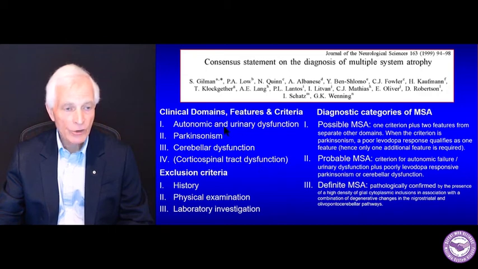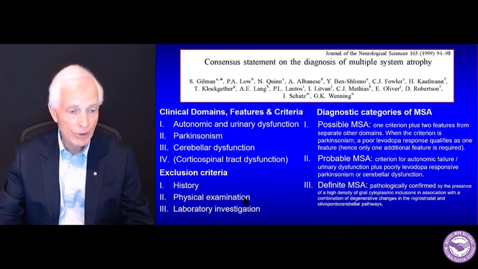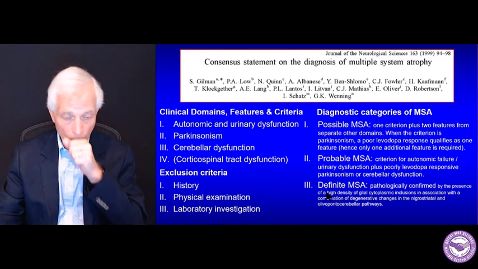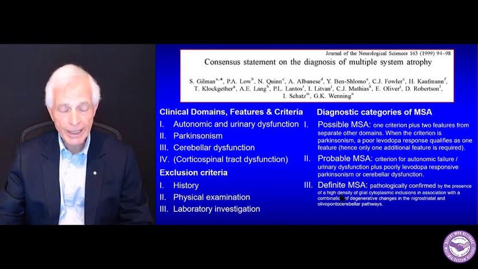And each of these had certain features that allowed us to reach criteria. There were exclusionary criteria on history, for example, a strong family history to suggest a genetic disorder, abnormalities on physical examination that wouldn't allow us to make a diagnosis of MSA, etc. And then the combination of all of this allowed us to make a diagnosis of possible or probable MSA on the basis of clinical features. The diagnosis of, excuse me, definite MSA was made solely on the basis of pathological changes, so after death.